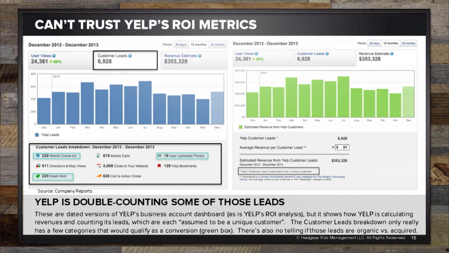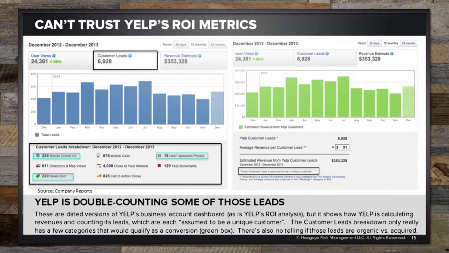So all you have to do is take a look at the customer leads breakdown, which we've highlighted in the black box on the first chart. Look what's in here. You have clicks to the website, you have mobile calls, you have deals sold, you have mobile check-ins. All of these are not necessarily one person. You can click on a website, make a mobile call, and then look for directions to the establishment, right?